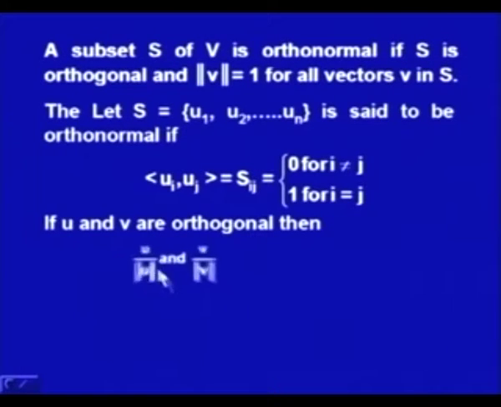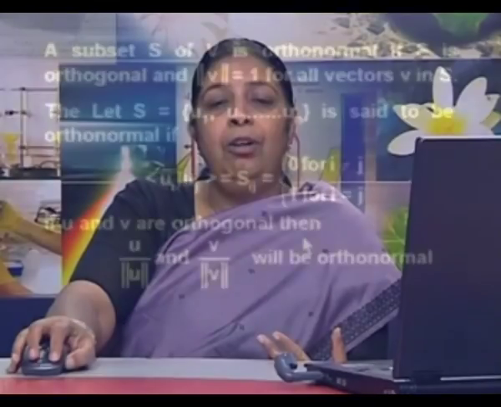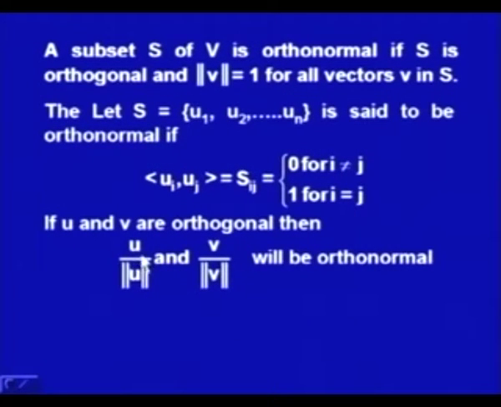If u and v are orthogonal, then u divided by the norm of u and v divided by the norm of v will be orthonormal, because orthogonality does not mean orthonormality. Orthonormality wants that their norm should be 1, and so this additional property is required. So, if u and v are orthogonal, then to make them orthonormal you have to divide the individual vectors by their norms. So, u over norm of u and v over norm of v will be orthonormal. This way we are actually getting the norm of the vectors as 1.